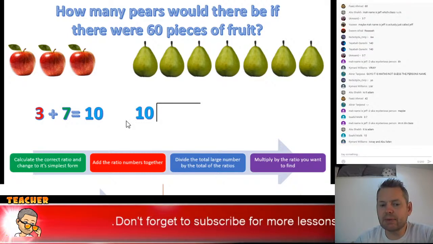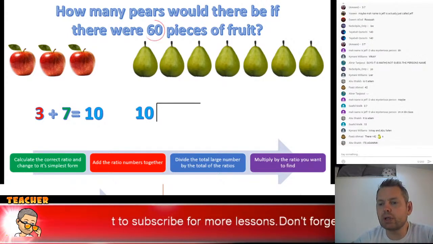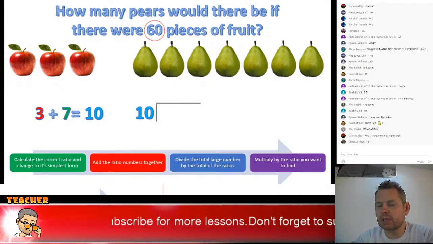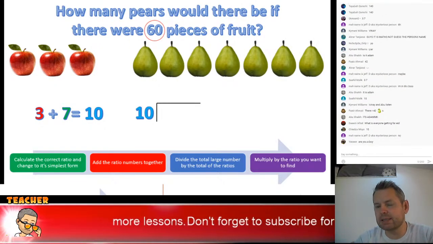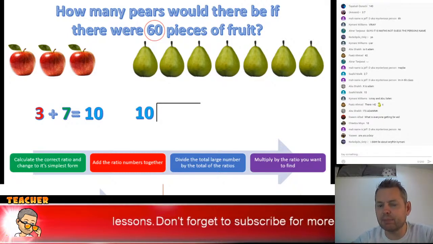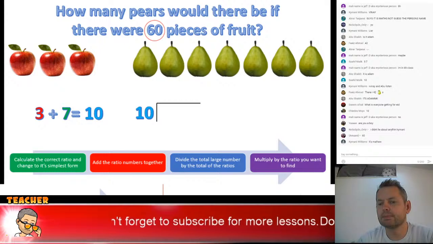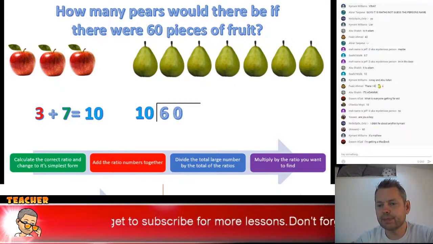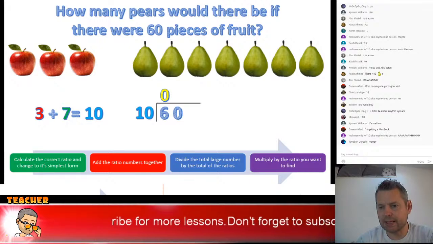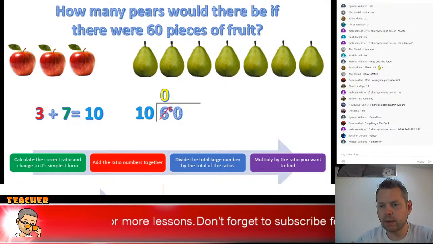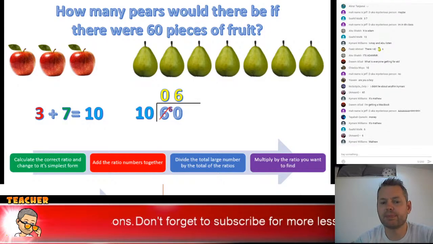So our 10 goes on the outside, and the number we're going to put on the inside is the total amount of pieces of fruit. Now this might be pieces of fruit, it might be cars, it might be planes, it might be anything, but in this case it's pieces of fruit. Okay, so our 60 goes in the middle and we divide 60 by 10. So 10 into 6 doesn't go, and we carry over the 6, and 10 into 60 goes 6 times.